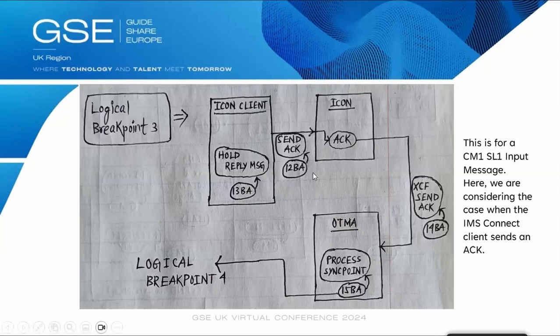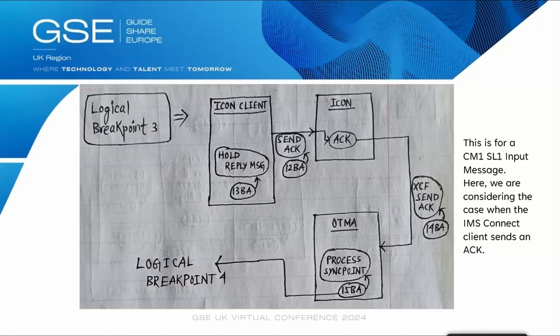So 12BA, the IMS Connect client gets the reply message from IMS Connect and sends an ACK message back to IMS Connect. Now 13BA, the IMS Connect client will hold the reply message and wait for the deallocate message to see if the sync point completed successfully.